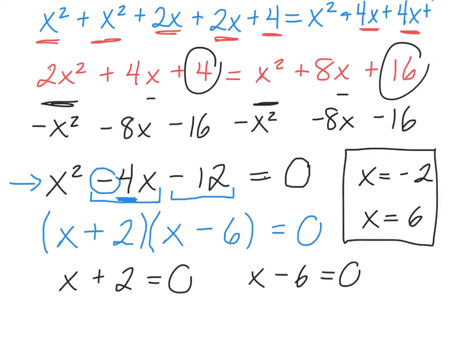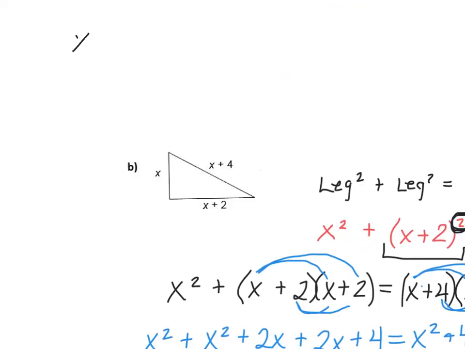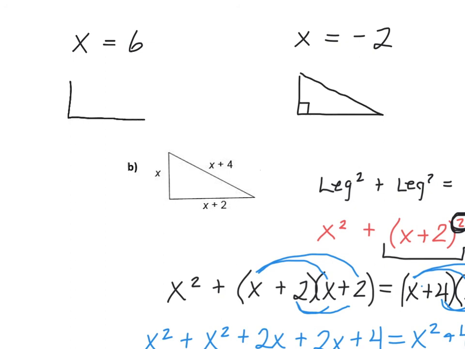So let's keep that in mind and go all the way back up to the original problem. So I had two different scenarios. I had one where x equals 6. I had one where x equals negative 2. So let's go through and sketch out what our two triangles would look like depending on what x equals.